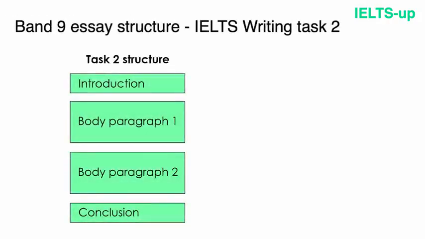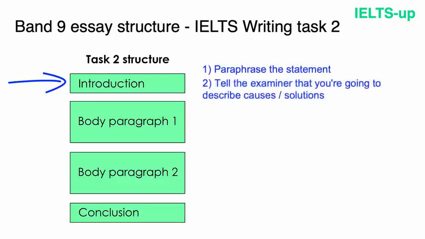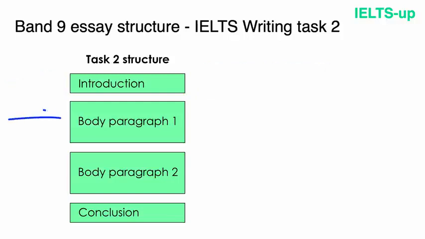Here is a Band 9 answer structure for causes-solutions essays. You start with an introduction. In the introduction, you paraphrase the statement and tell the examiner that you're going to describe causes and solutions of the specific problem. After that, you write body paragraph 1.